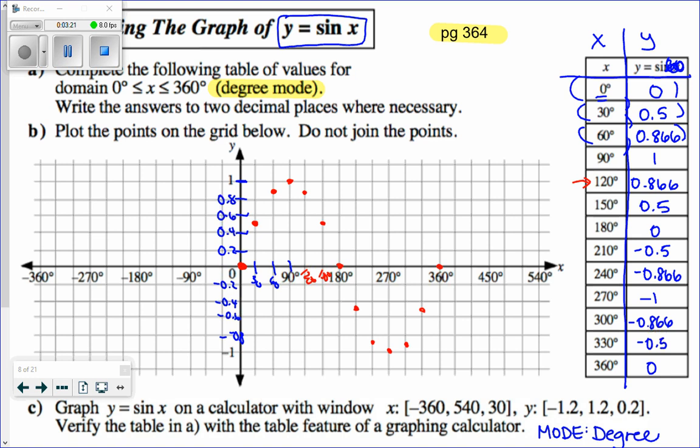Okay, with a smooth curve, connect the dots. Swoop, swoop, like that.